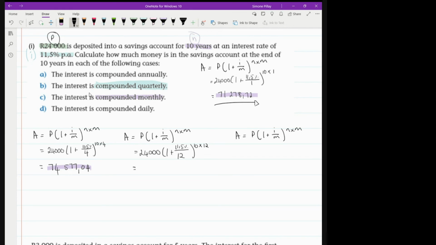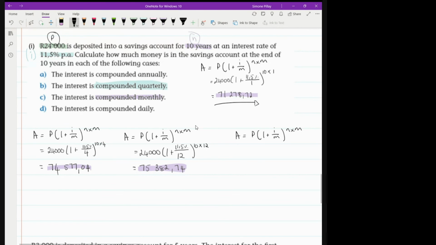1 plus 11.5% divided by 12, close brackets, exponent of 120. I'm getting 75,382 rand 74 cents. Yes, okay. You guys have the answer in. So immediately look at the difference. It is a higher amount. So the more we compound in a year, the more interest is collected.